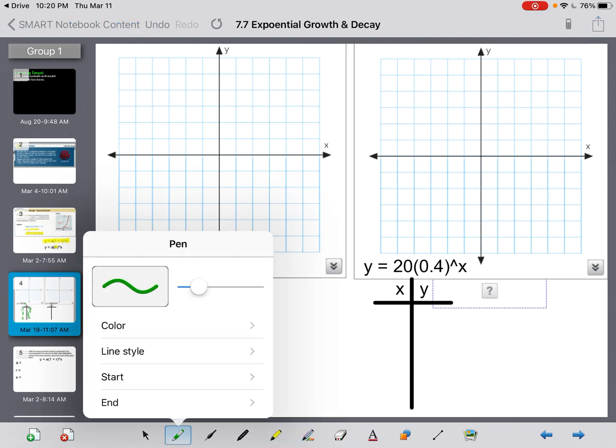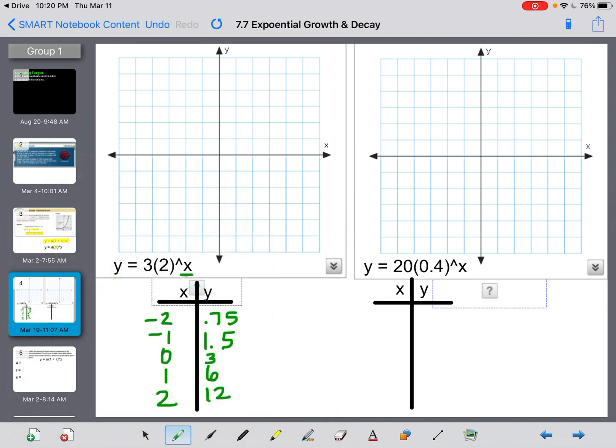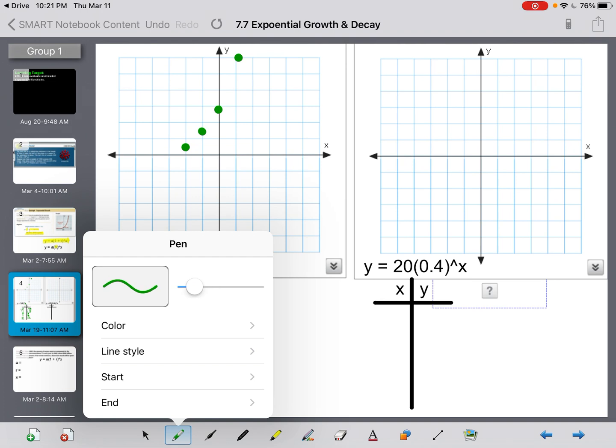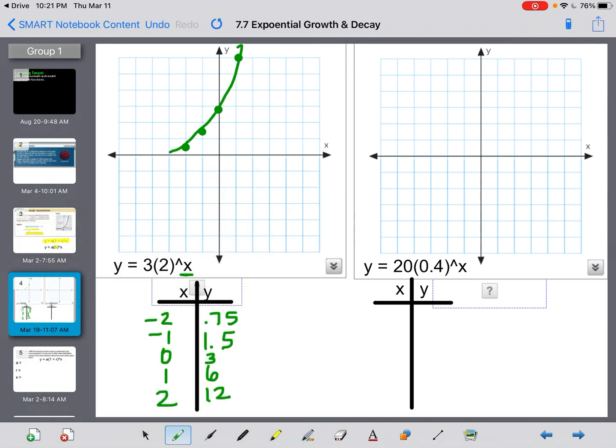So now when I go to graph these, I'm going to go back 2, up 3/4, back 1, up 1.5, over 0, up 3, over 1, up 6, and 2 is actually not going to fit on this graph. So now when I try to connect these, you'll be able to see that our graph is going up rapidly, which is why this is called exponential growth. And if you notice, the number that we are multiplying, our base number here, is larger than 1, which should have indicated from the beginning that this was going to be exponential growth.